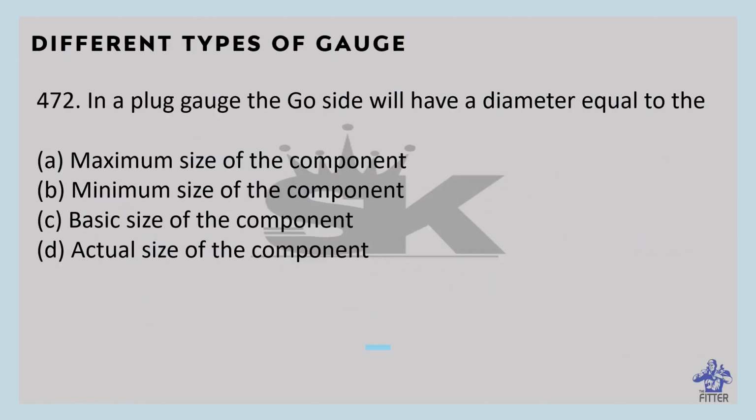In a plug gauge, the go side will have a diameter equal to the minimum size of the component. Okay. So we have discussed this in the previous slides.